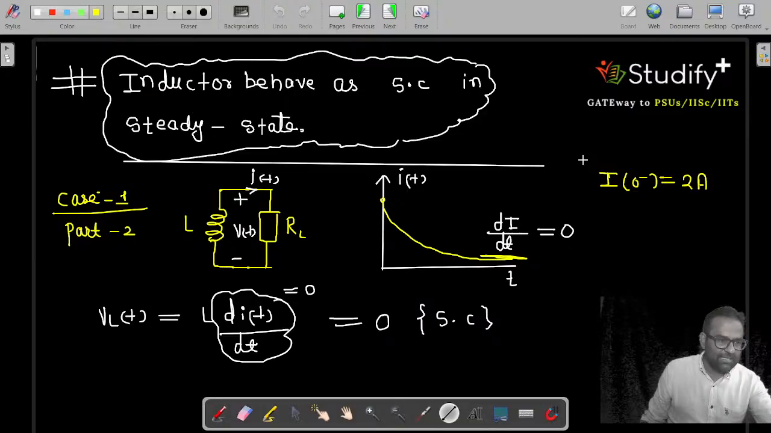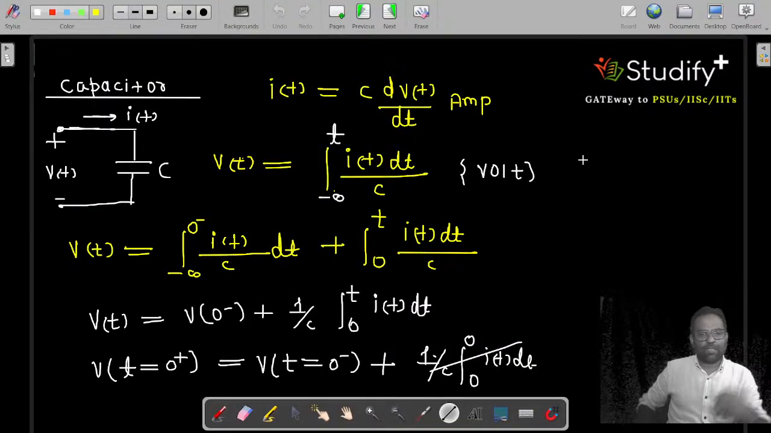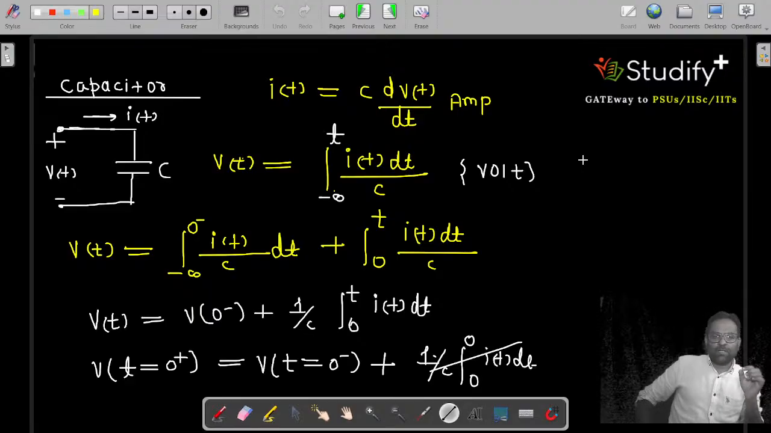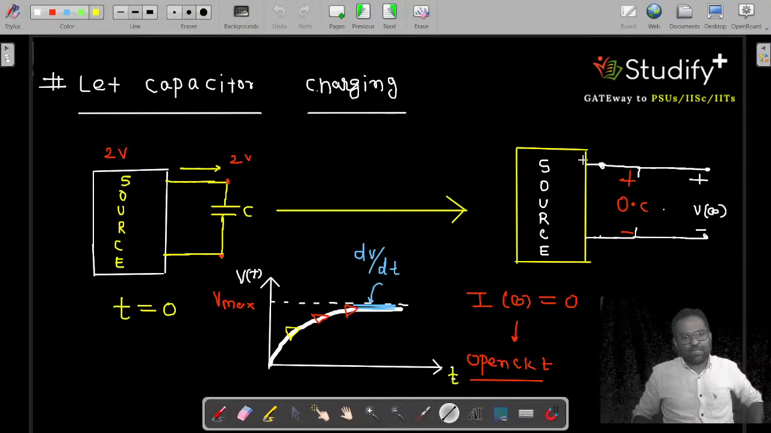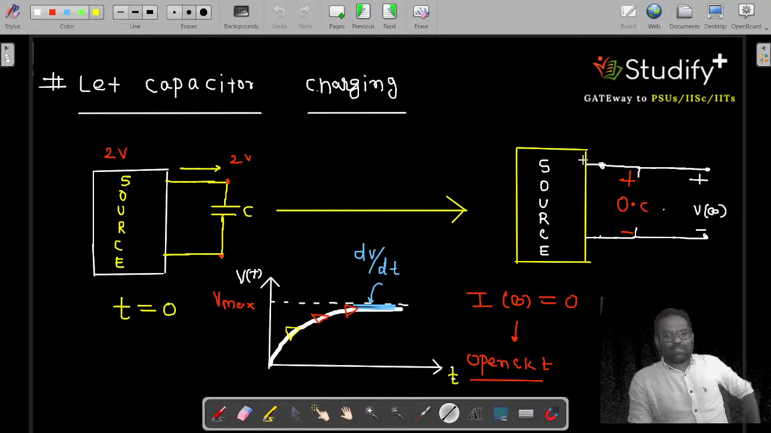What is the second case? The second case is for the capacitor. One thing about the capacitor, the voltage across the capacitor does not change abruptly. That is the first thing we have to focus on. Second thing is voltage: the capacitor stores energy in the form of voltage or in an electric field. Third case, in a steady state, the capacitor's current will be zero.